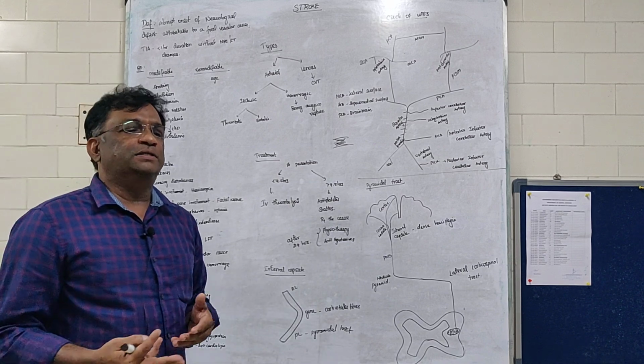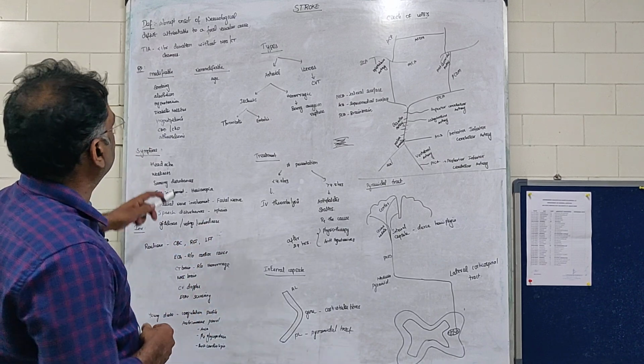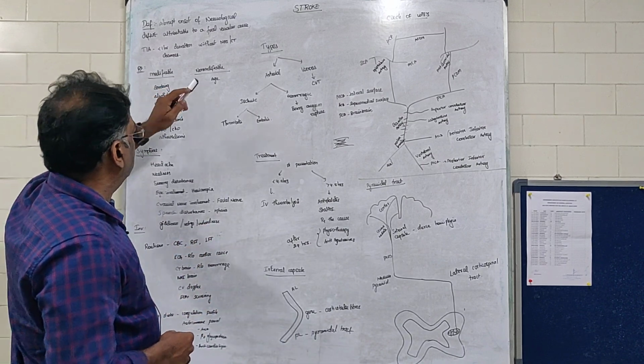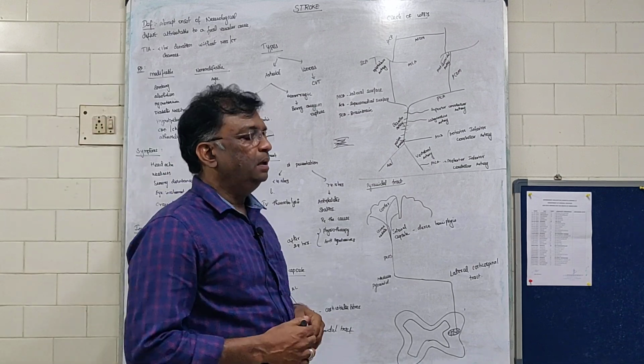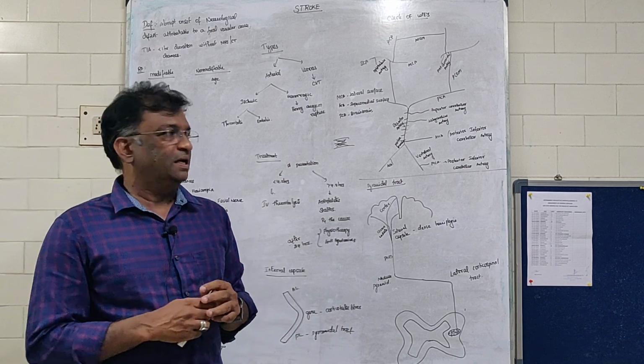Race, like Indians and Africans, are more prone to stroke, probably because of eating and lifestyle habits. So you have modifiable and non-modifiable risk factors. What are all the symptoms of stroke? How can they present clinically?